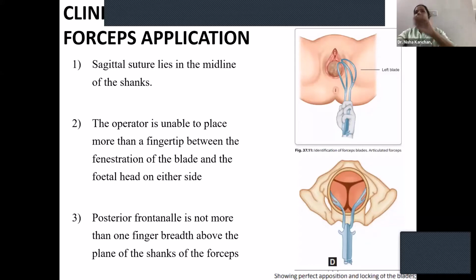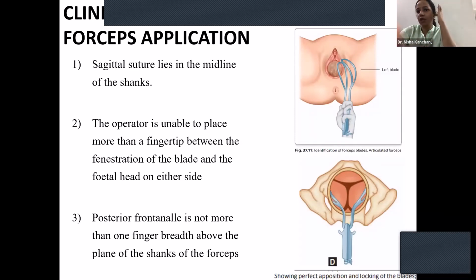What you have to remember in instrumental delivery is you should always apply a vacuum or forceps closer to the posterior fontanelle than the anterior fontanelle, because when you pull on the posterior side of the baby's head, you're creating more flexion. You want flexion because flexion gives the smallest diameters anteroposteriorly and transversely, which are suboccipitobregmatic and biparietal. So you want the smallest part of the baby's head. You don't want a deflexed head. So your posterior fontanelle should be about 1 finger breadth above the plane of the shank of the forceps.